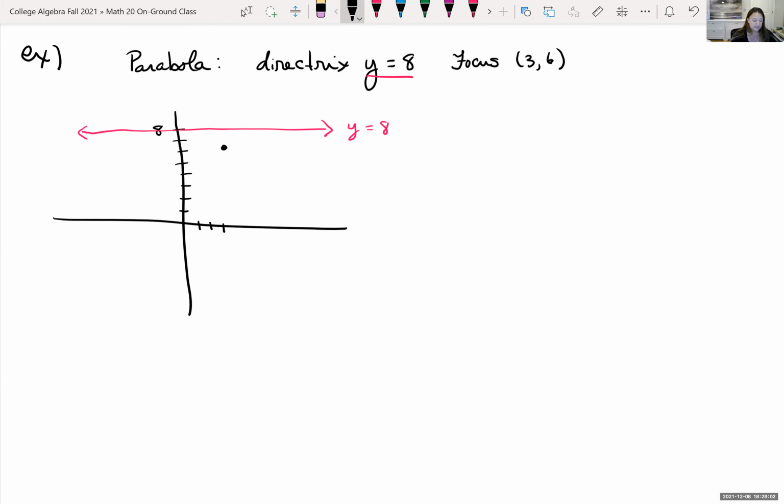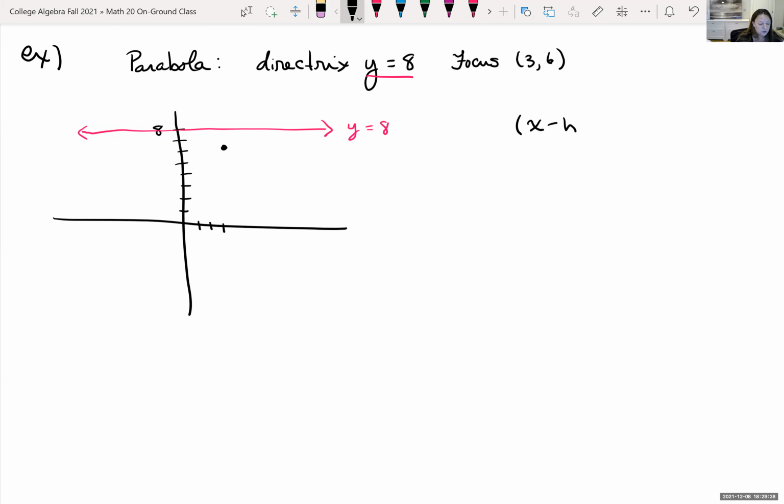So just knowing that, I know that my parabola is facing downwards. It's always towards the focus, away from the directrix. So we need to know what the vertex is. And let's maybe first put in the standard form here. Because it's going this way, we have something like this.